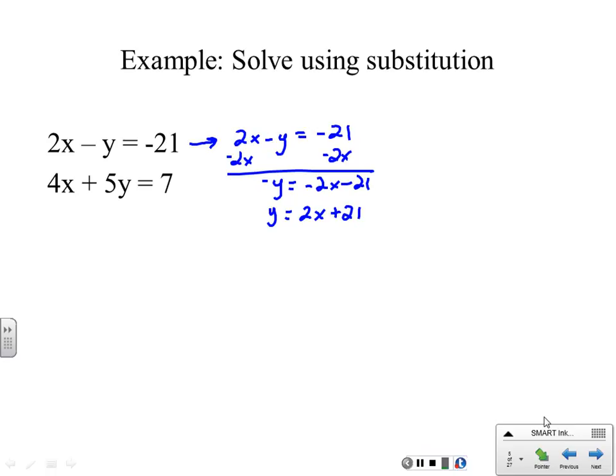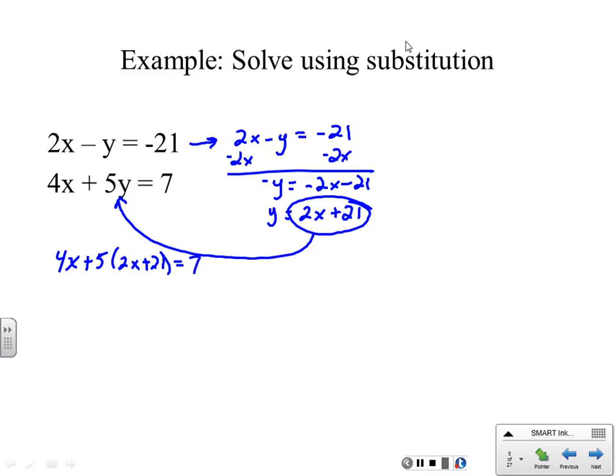Step number 2 says to take this, y equals 2x plus 21, the solution that you got for step number 1, and plug it into the other equation for y. So this is what I'm going to do. I'm going to take this 2x plus 21 and plug it into my other equation for y. And so this is what it's going to look like. We're going to have 4x plus 5 times 2x plus 21 is equal to 7.